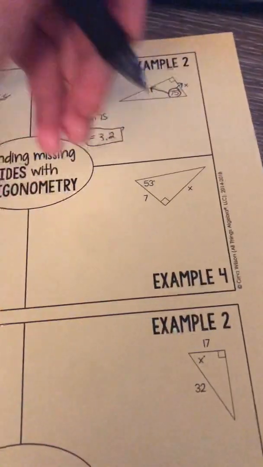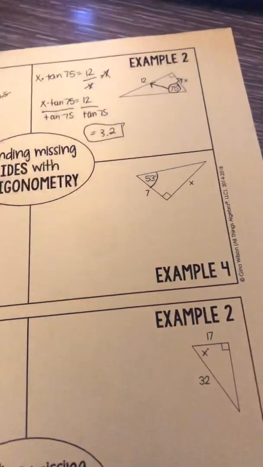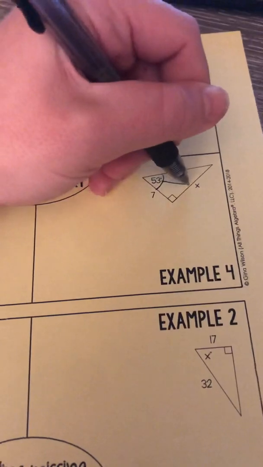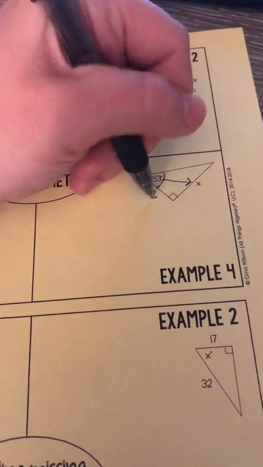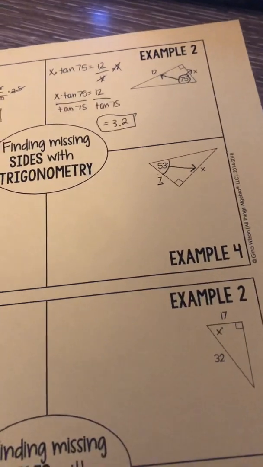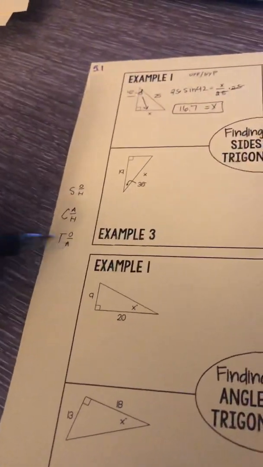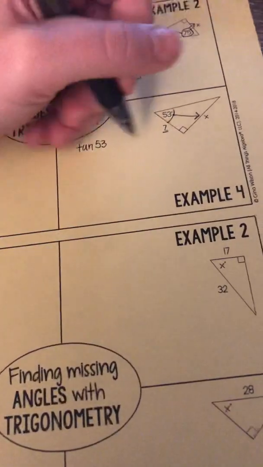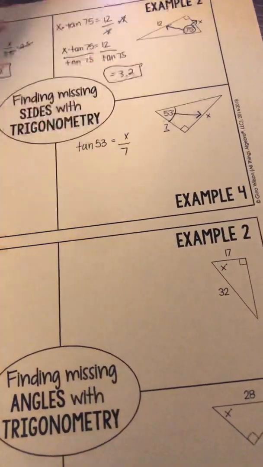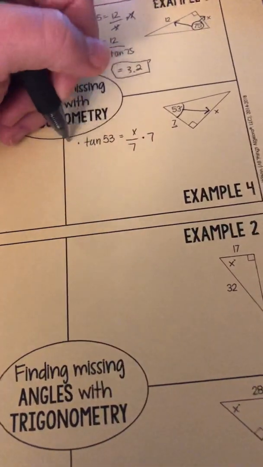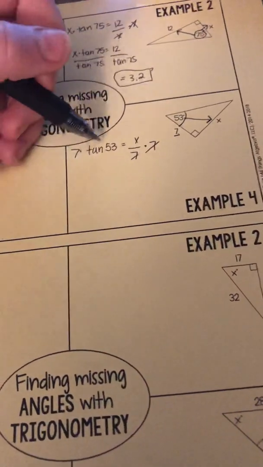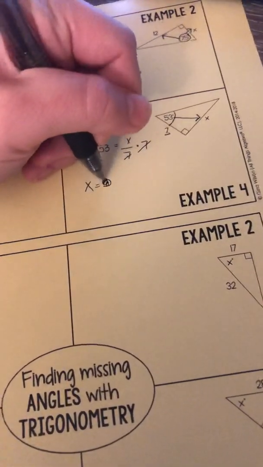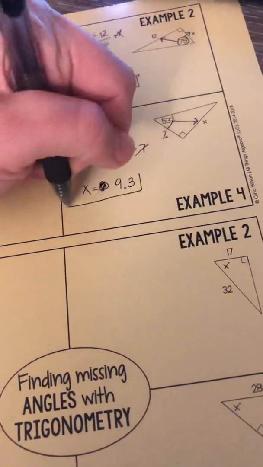All right, let's look at this one, example 4. I'm just skipping, I just go down. So we have 53 degrees. We are looking for the opposite. We are given the adjacent. All we have is opposite and adjacent, so again, we'll have to use tangent. Tangent of 53 is equal to x over 7. We'll multiply this side by 7. We'll multiply this side by 7. X is equal to 7 times the tangent of 53 degrees. Therefore, x will equal 9.3.